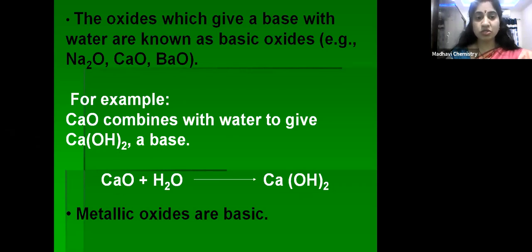Mostly metallic oxides are basic in nature. All metallic oxides, when they combine with water, give base. So that's why metallic oxides are basic in nature. Okay, children, calcium oxide is basic in nature because calcium oxide, when it combines with water, gives calcium hydroxide, which is a base. Is it clear, children? Very simple thing.